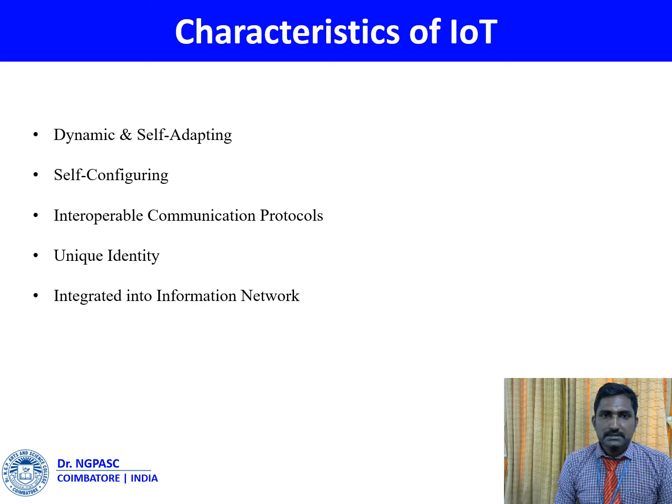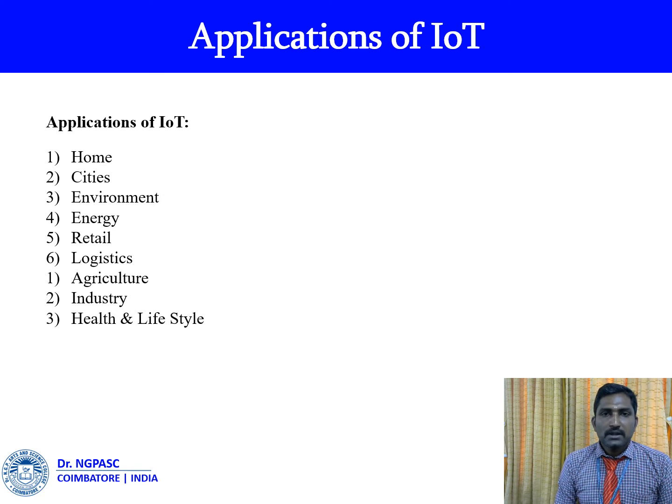What are the basic characteristics of IoT? The first one is dynamic and self-adapting, then self-configuring, interoperable communication protocols, unique identity, and the fifth one is integrated into the information network.